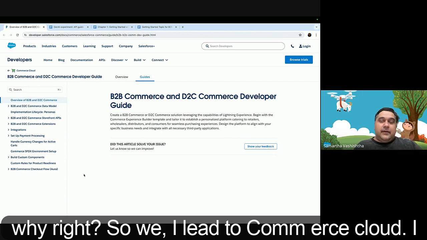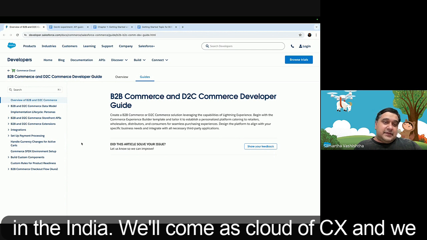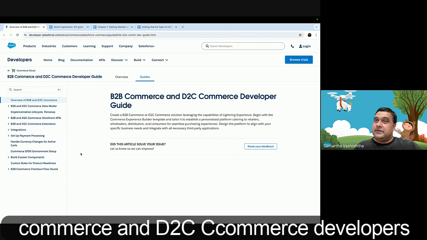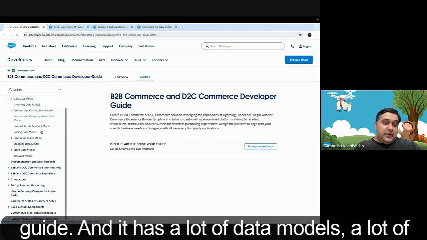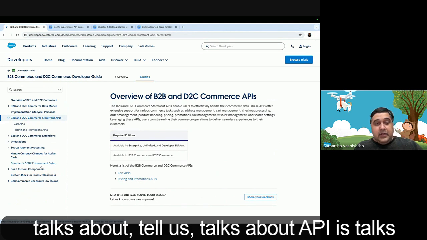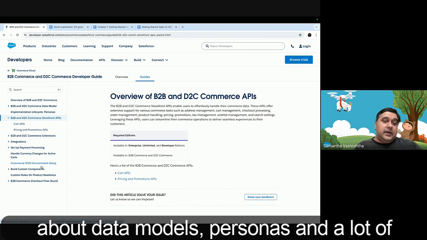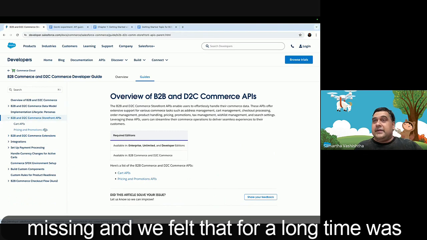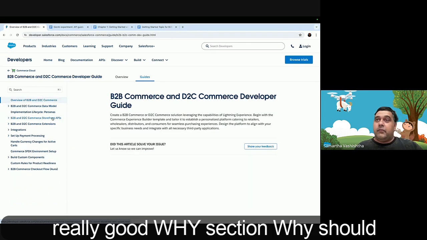So I lead Commerce Cloud. I lead the India team for Commerce Cloud CX, and we have this developers guide called the B2B Commerce and D2C Commerce Developers Guide, and it has a lot of data models, a lot of APIs, a lot of good content actually. It talks about payloads, APIs, data models, personas, and a lot of technical stuff around how developers can implement that. What we thought was missing, and we felt that for a long time, was a really good why section.